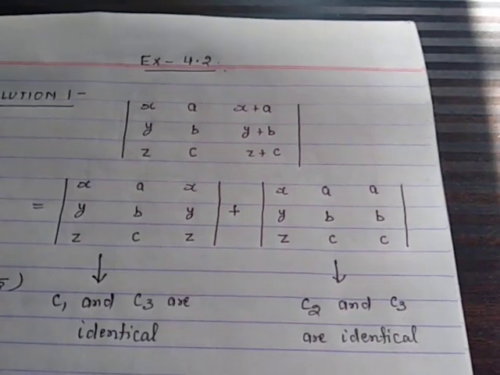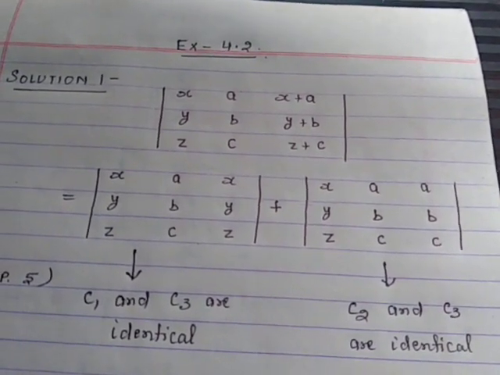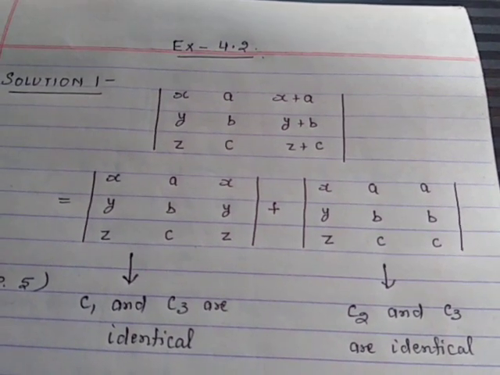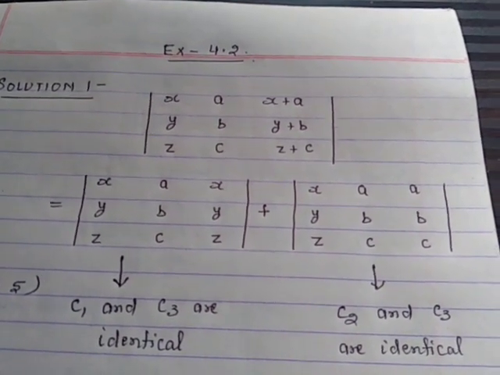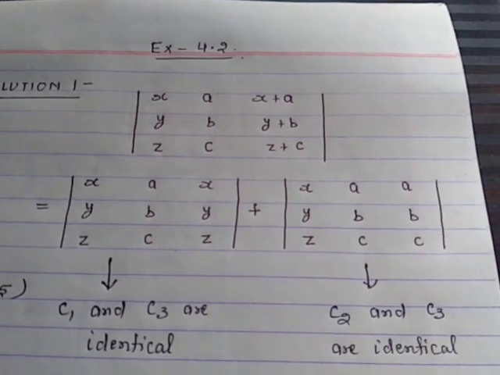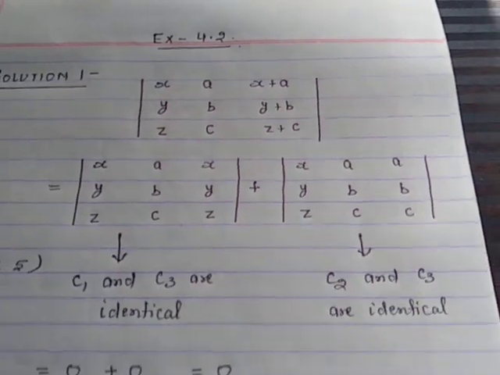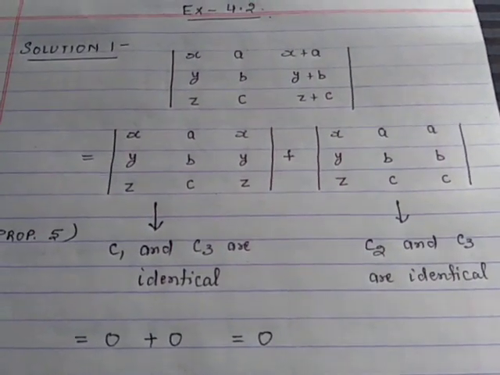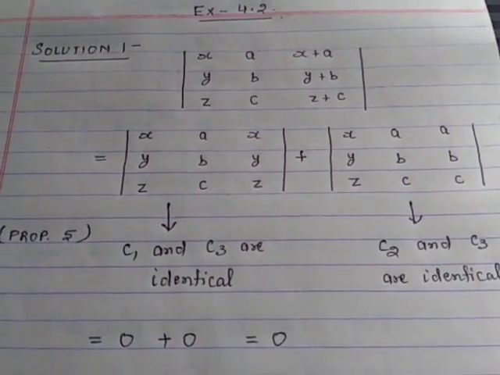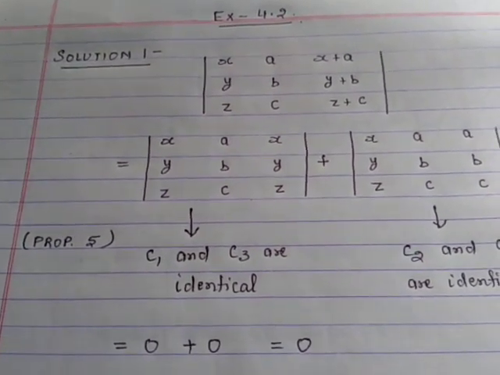Again, in the second one, second column and third column are a, b, c and a, b, c. C2 and C3 are identical, so again its value is 0. So without expanding, the value of this determinant is 0.